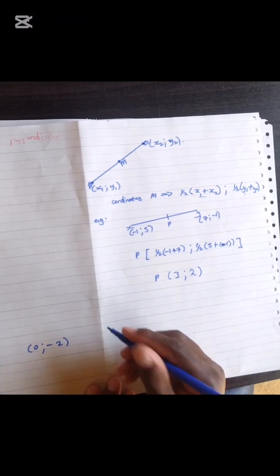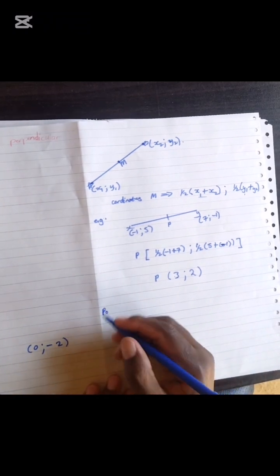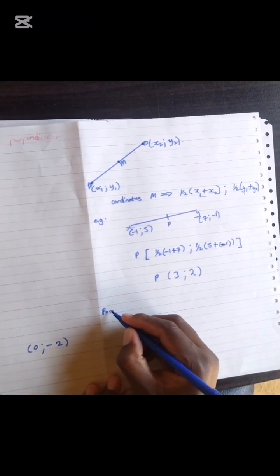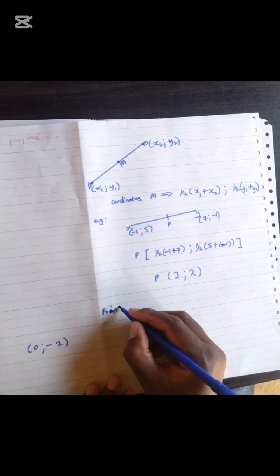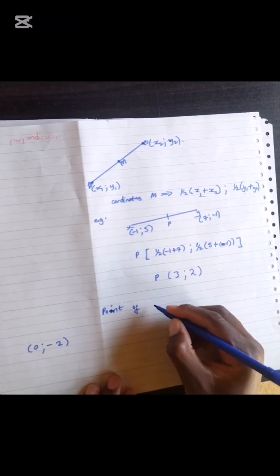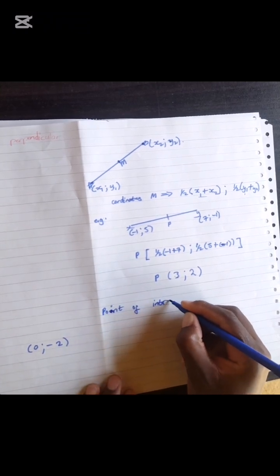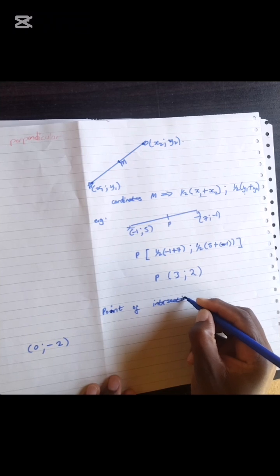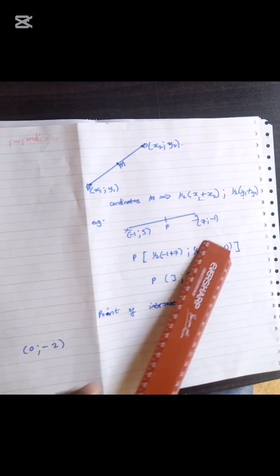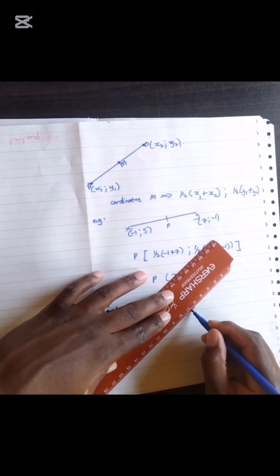So what about the point of intersection of two lines? The point of intersection. Well, let me draw two lines here to illustrate that.